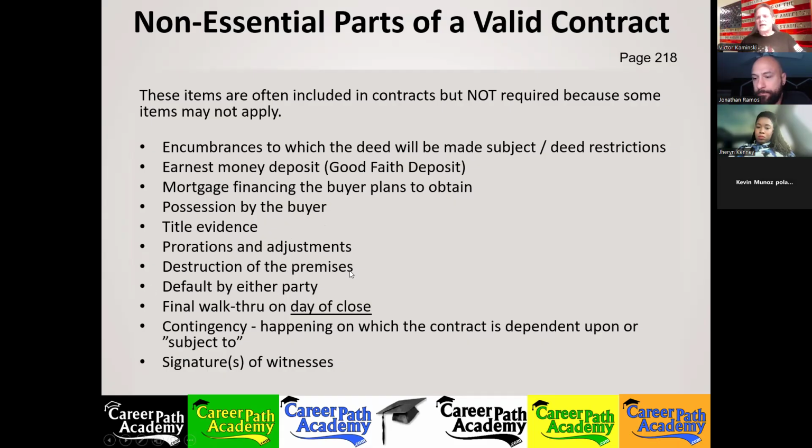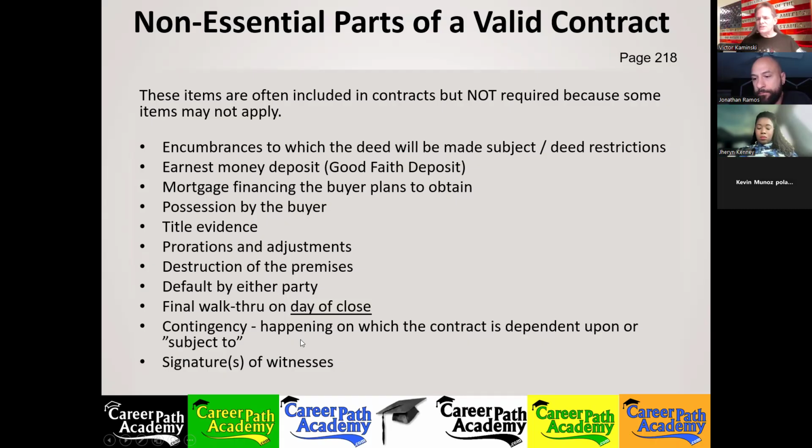Destruction of the premises. Even though our contracts stipulate what happens in the event the property burns down, well, the seller put their property on the market. The buyer agreed to purchase it in a certain condition. It's up to the seller to keep the property in that condition. If there's a fire or something happens, well, they need to fix it. Default by either party, what happens? A provision for a final walkthrough on the day of close doesn't need to be written into the contract.